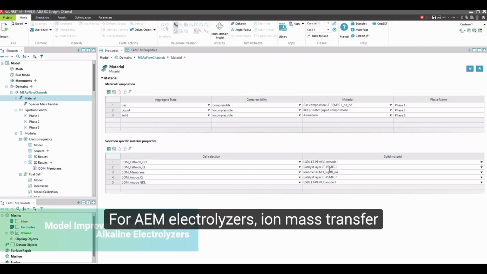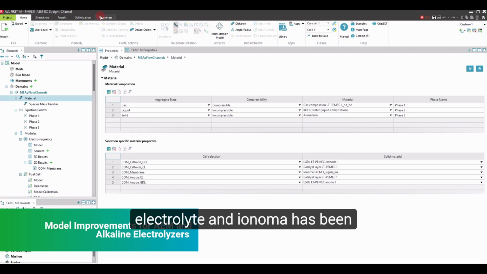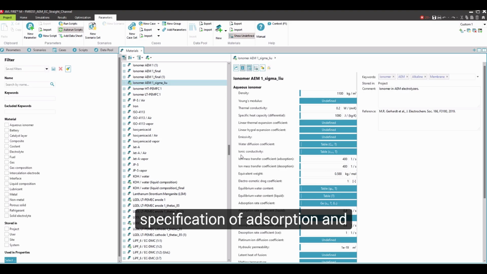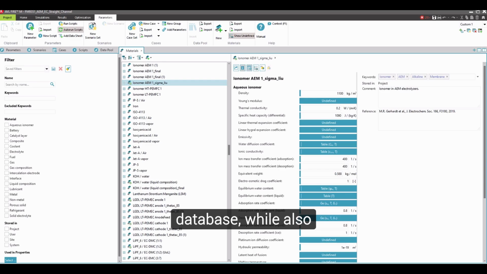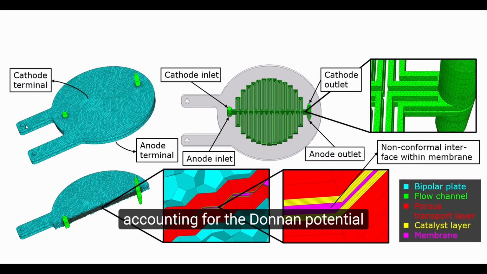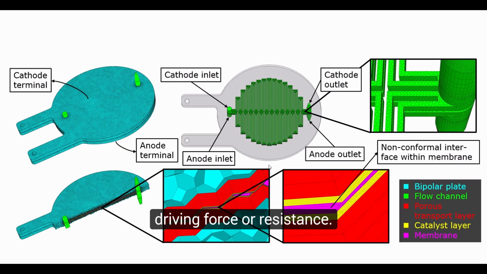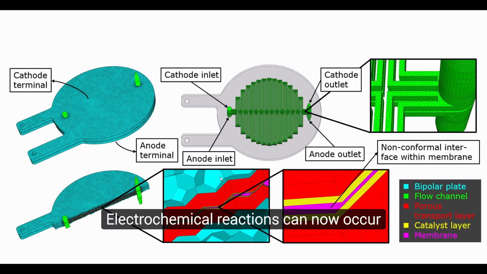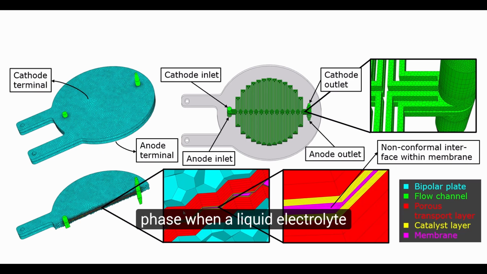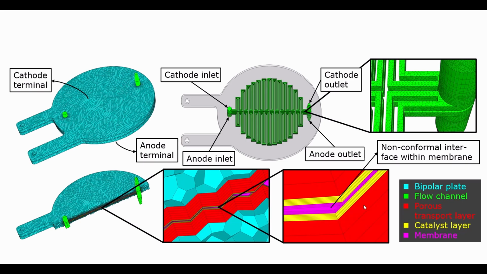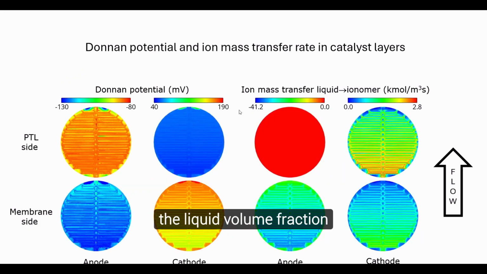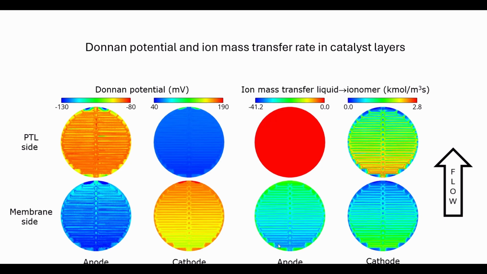For AEM electrolyzers, ion mass transfer between the liquid electrolyte and ionomer has been enhanced by enabling separate specification of adsorption and desorption mass transfer coefficients through the property database, while also accounting for the Donnan potential as an additional driving force or resistance. Electrochemical reactions can now occur directly in the liquid phase when a liquid electrolyte is supplied, with current distribution between ionomer and liquid governed by the liquid volume fraction in the catalyst layer.